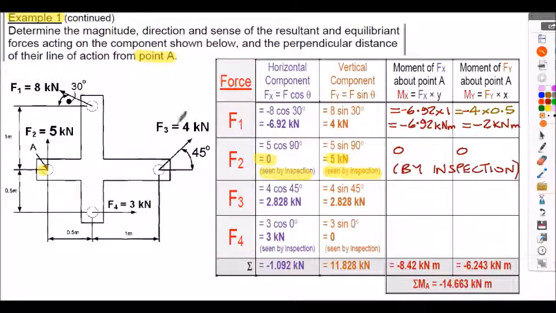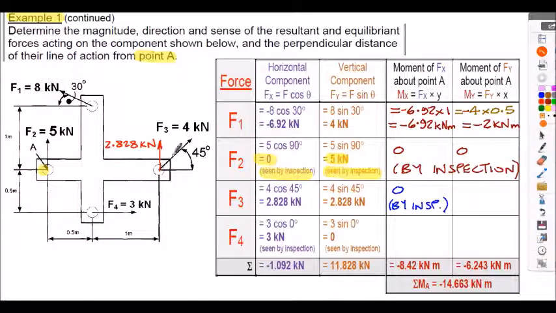If we now consider F3, if I take the horizontal component, it's 2.828 kilonewtons, then that's applied here. And if we consider the line of action of this horizontal component F3, we can clearly see that the line of action passes directly through point A, the point about which we're considering. So again, by definition, there cannot be any moment generated by the horizontal component. So again, we can write 0 by inspection.